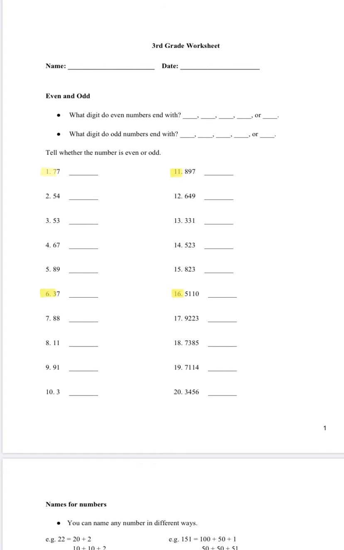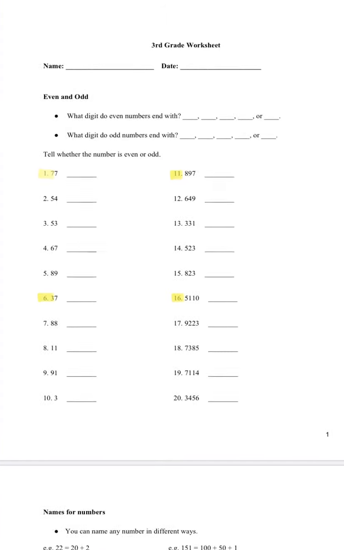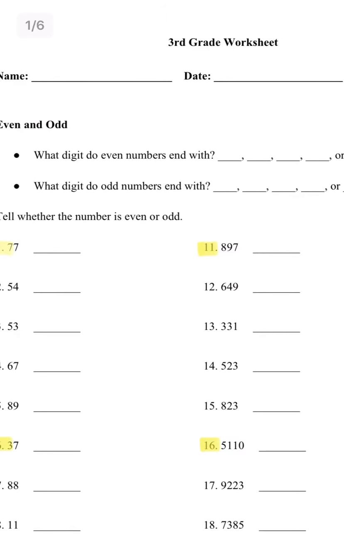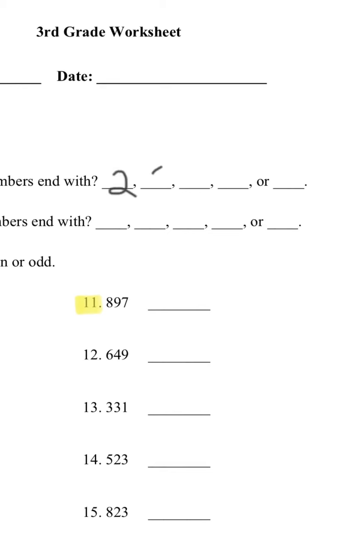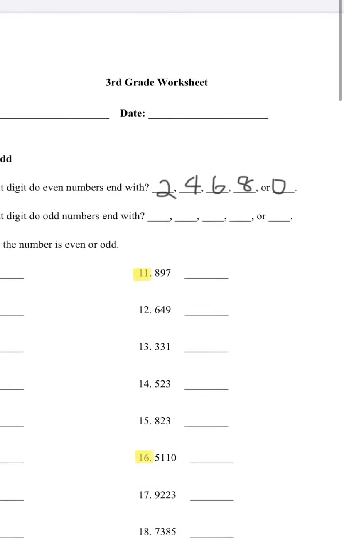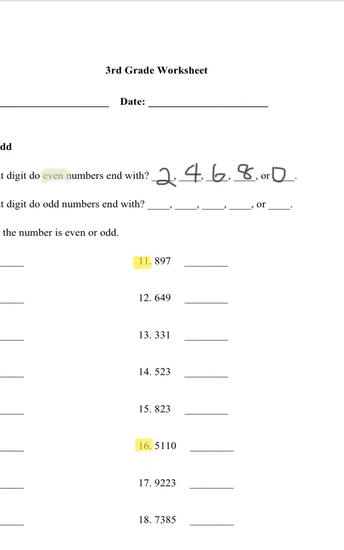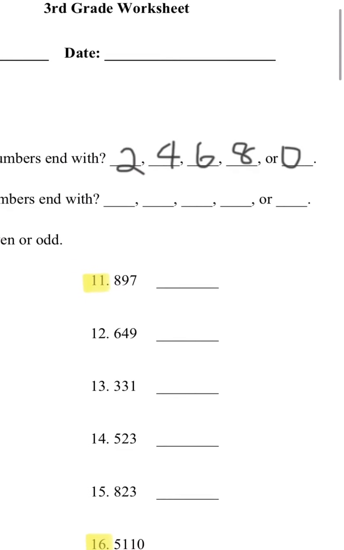So let's start with the first page, even and odd. It says, what digit do even numbers end with? Well, if you guys said 2, 4, 6, 8, or 0, then that's correct. Okay, then how about odd numbers? Well, odd numbers end in 1, 3, 5, 7, or 9.